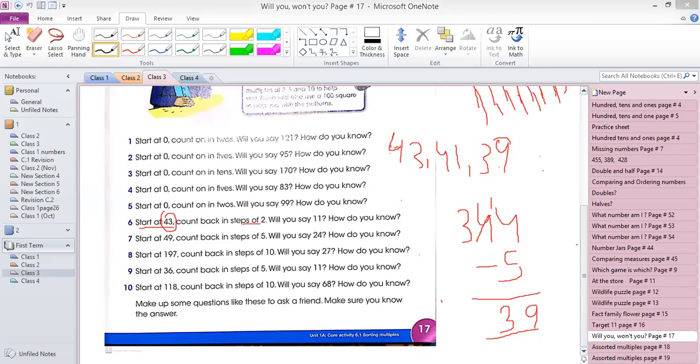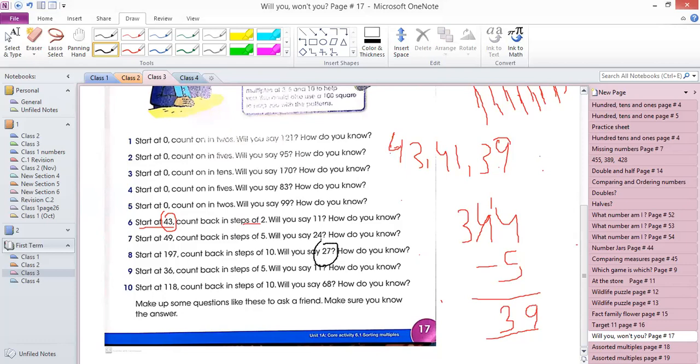When you start at 197 and count back in steps of 10, you will go 197, then minus 10, 187, 177, 167, 157. So you will observe in the pattern, in the series, that the ones number is not changed. It is the same, it is 7. Okay, so you will just check the last digit of 27. The last digit of 27 is also 7. So you can say, yes.